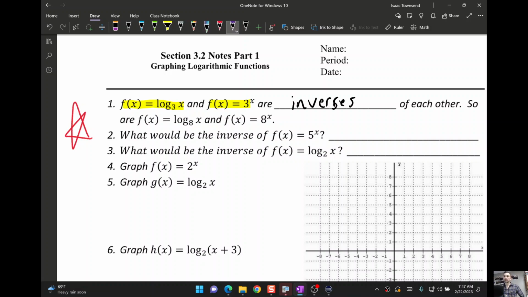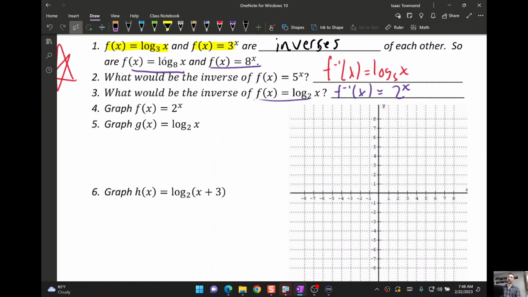Also, log base 8 of x and 8 to the x are also inverses. So we will ask you, what do you think the inverse of 5 to the x is? And you will need to tell us it is log base 5 of x. Or go in the other direction, what do you think the inverse of log base 2 of x is? And that would be 2 to the x. So we usually put that on a quiz and or test as a question or two. But you need to know that relationship.